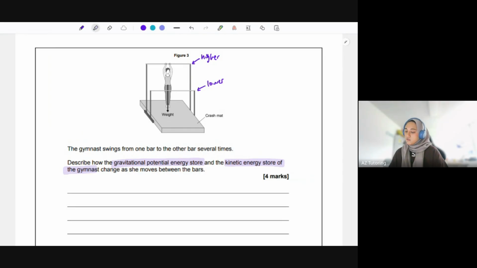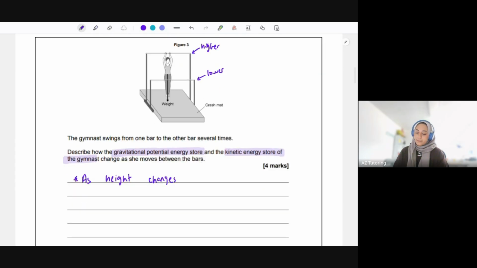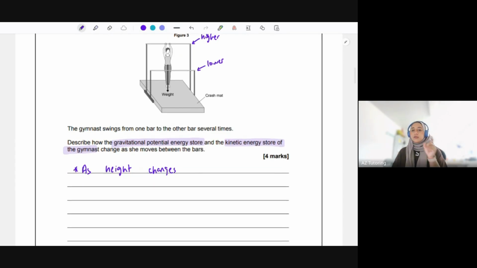So her height is decreasing. So we can say, as the first mark, as height changes, we could talk about the gravitational potential energy store here. Even though energy stores really are paper 1, you can have a look at the paper 1 version of the equation sheet. Height affects gravitational potential energy. So as height changes, the gravitational potential energy store changes.